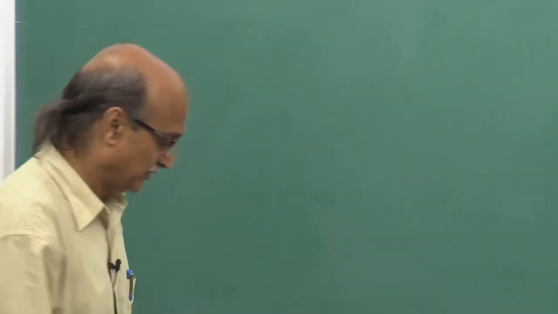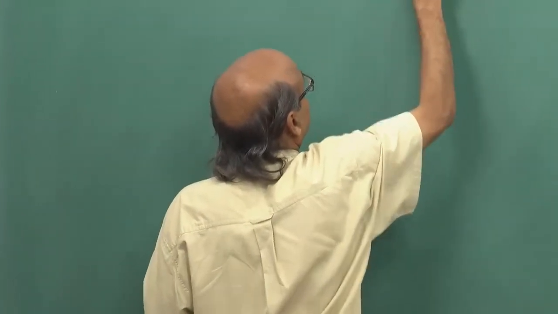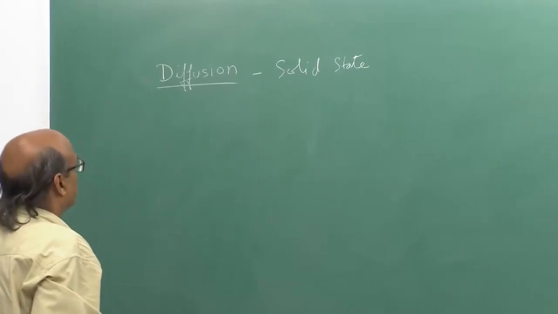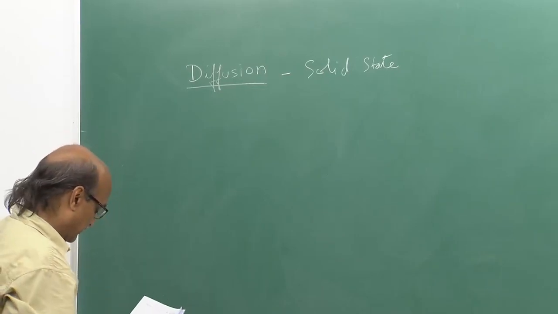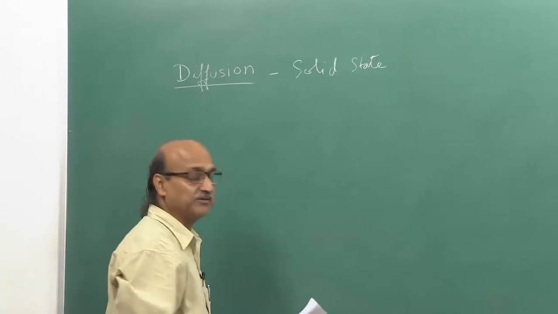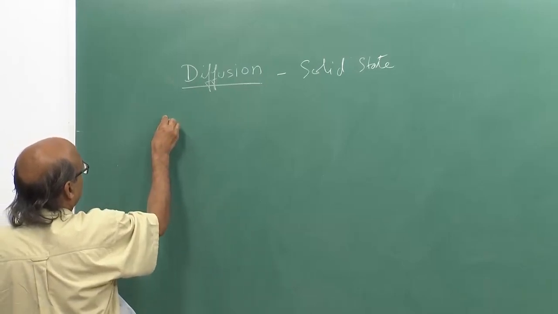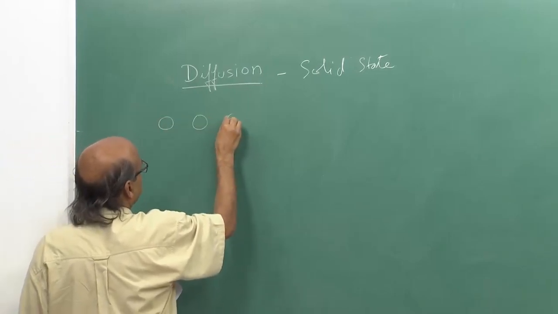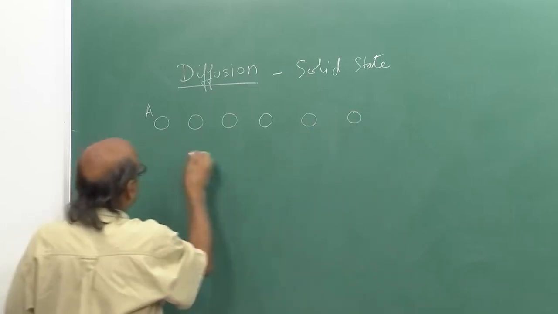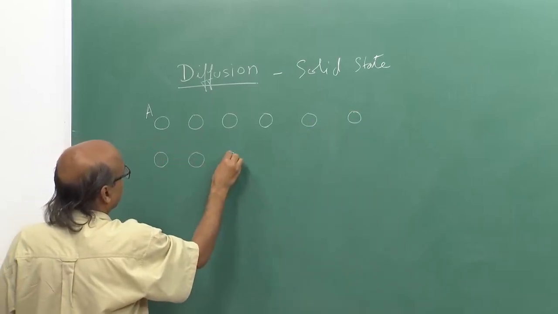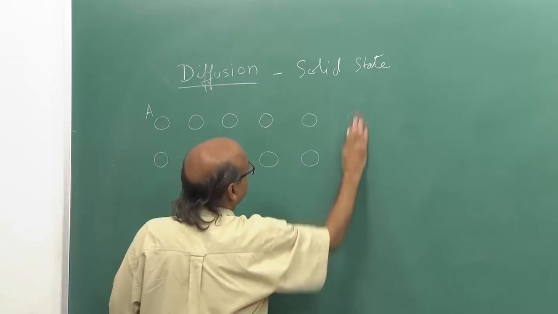So continuing our discussion on diffusion and diffusion in the solid state, let us first look at the mechanism of diffusion in the solid state, which had been a subject of controversy for several decades. So here let us consider a crystalline solid of A atoms, which are arranged in a particular crystal structure. Here we will just take a two-dimensional view of this to understand diffusion.